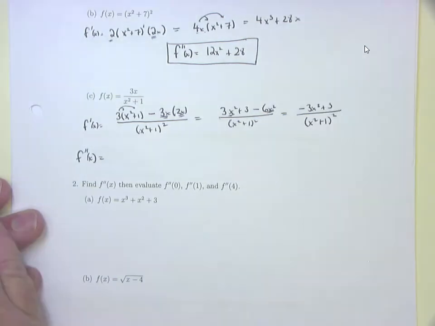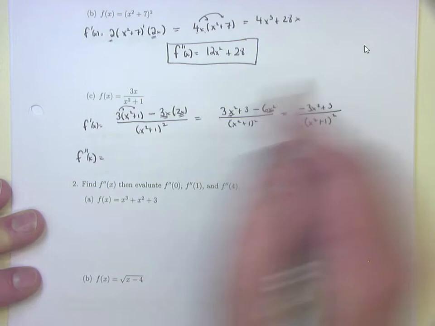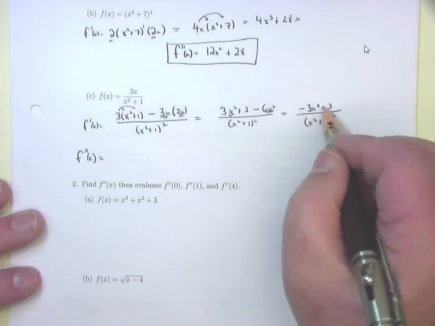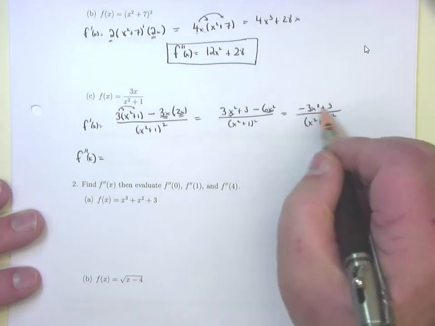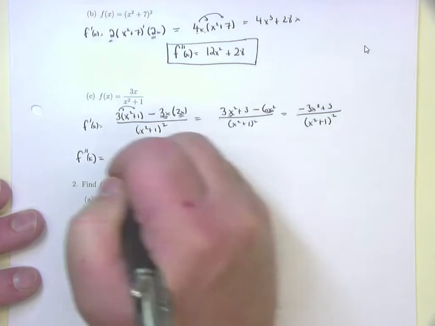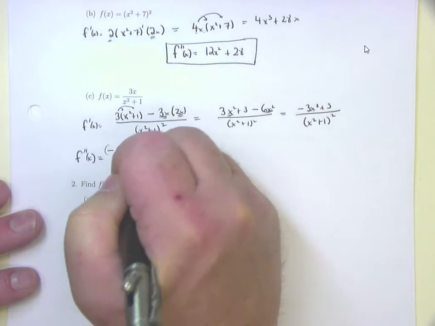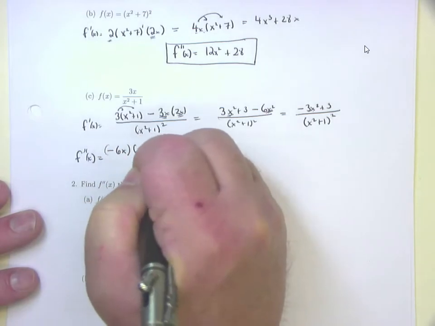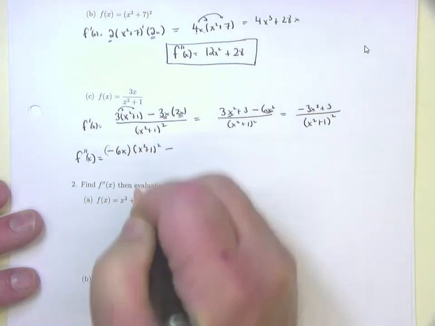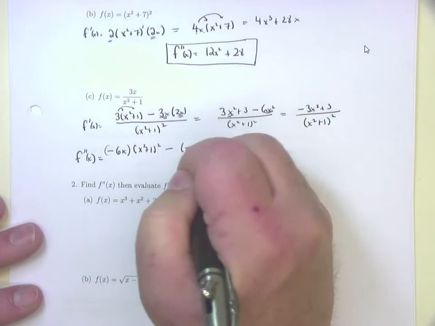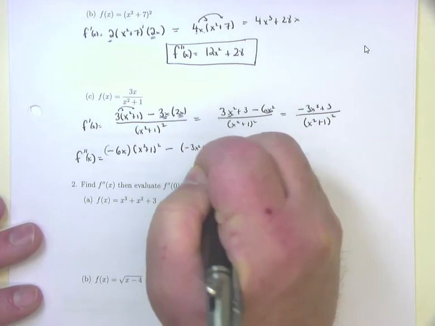the quotient rule. Derivative of the top times the bottom minus the top times derivative of the bottom, all over the bottom squared. Derivative of the top, derivative of negative 3x squared plus 3. Derivative of negative 3x squared is what? Negative 6x, and derivative of plus 3 is 0. So it's derivative of the top times the bottom, x squared plus 1 squared, minus the top, copy it, negative 3x squared plus 3, times derivative of the bottom.